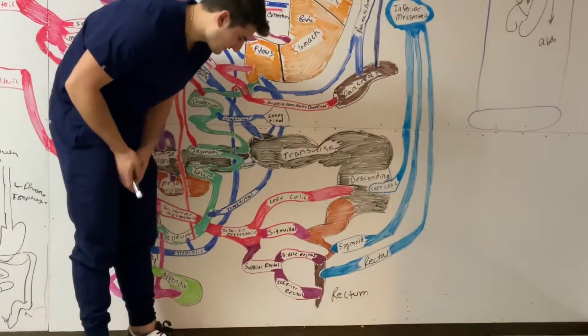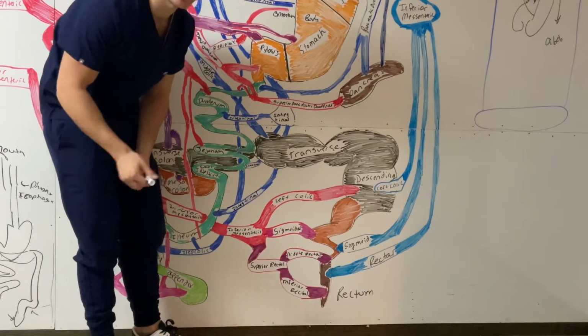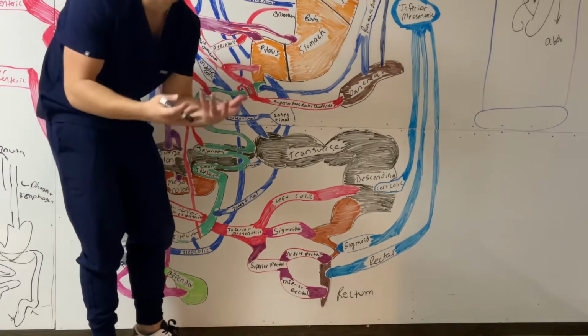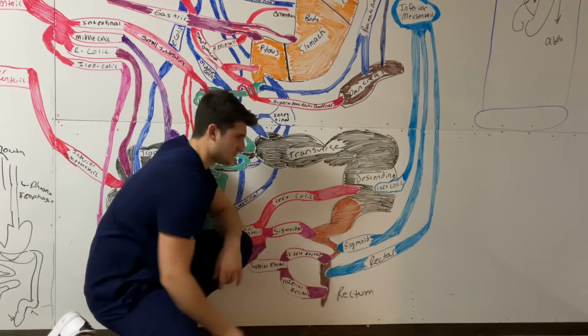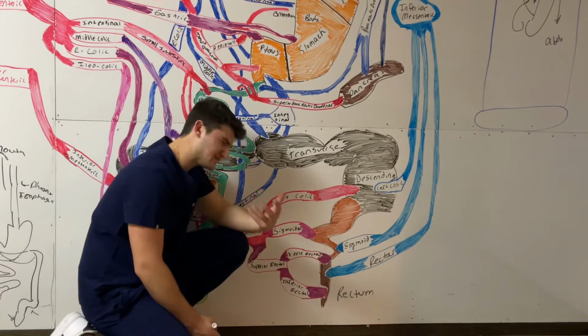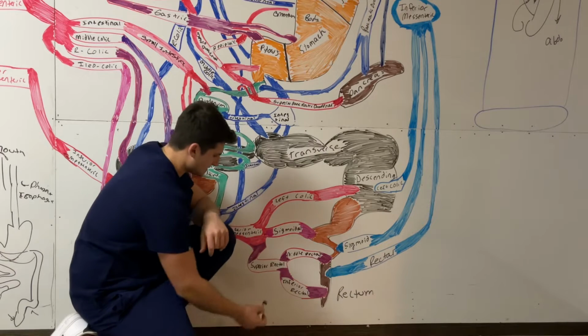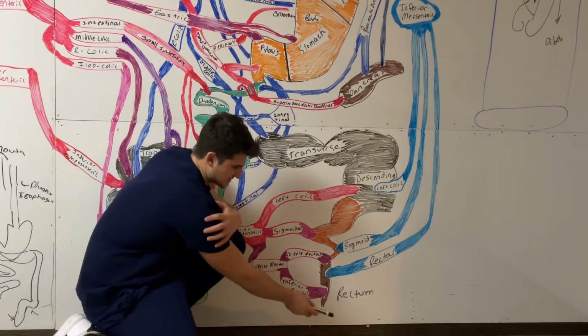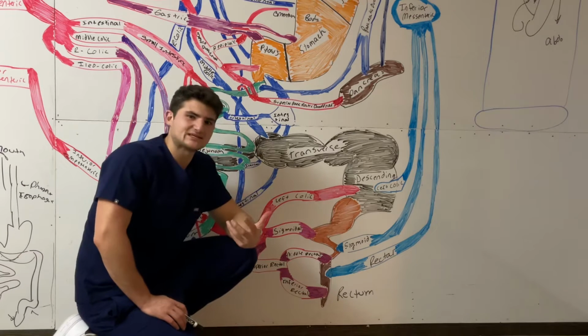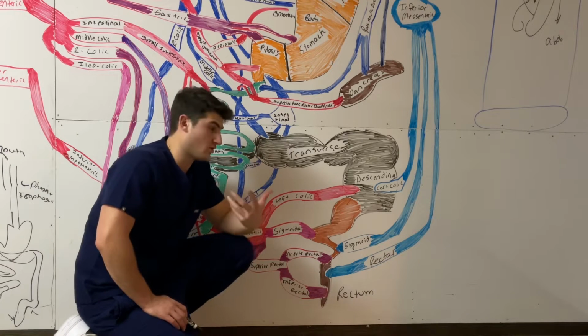Sigmoidal is going to travel into what? The region where I said feces is shaped, formed. The sigmoidal is going to be that S-shaped part, so the most inferior region of the descending colon. And then the superior rectal is going to go to the middle and inferior rectal, which basically supplies the rectum. That's how we get blood supply to the whole entire GI tract.